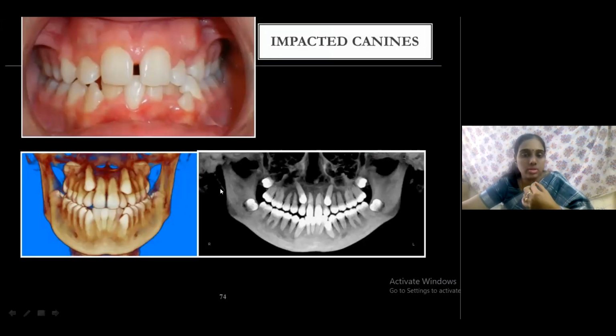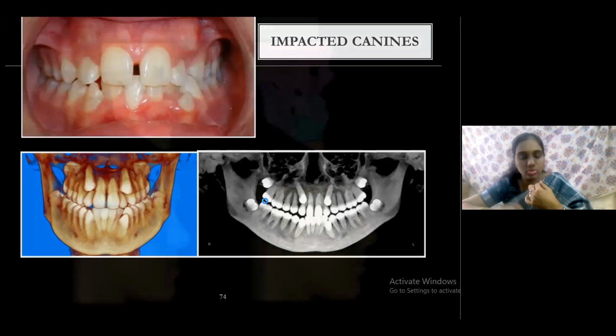So yes, of course, the main purpose of referral is for impacted canines, to know the position of the impacted canines in the maxilla and the mandible, to check whether there is root completion or not, and to check whether it is more buccal. In case you're going for removal, you can check whether you have to do a buccal approach or a palatal approach. So all these things.